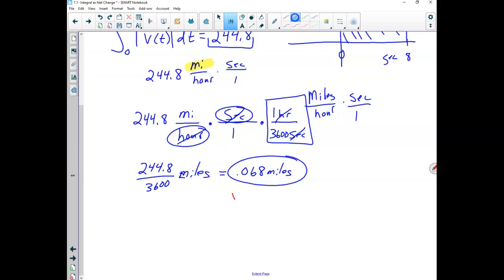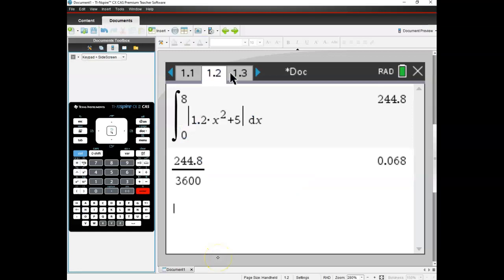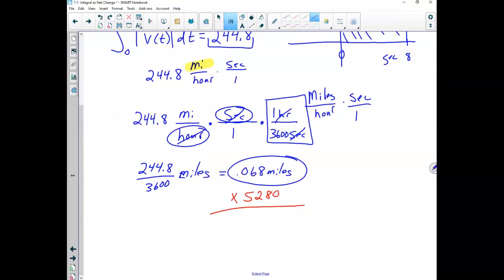So we would take this times 5,280 feet in a mile, and that's going to convert me to my feet. So I come back here and say times 5280. Please give me my answer. 359.04 feet. So 359.04 feet would also be my answer there.